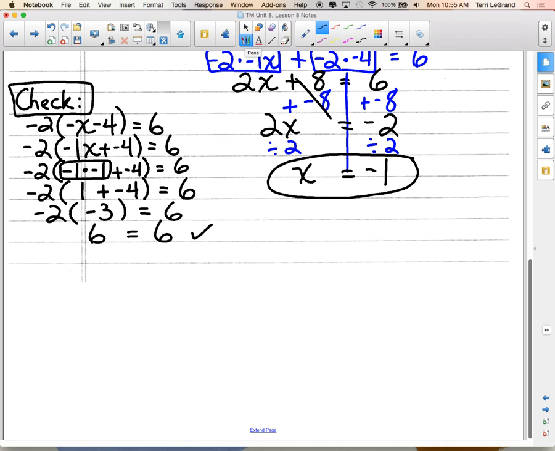Okay, make sure you have good work showing, because again, this is the only one we're going to practice. We're going to go to a whole different thing now. So questions on this? Anything unclear?